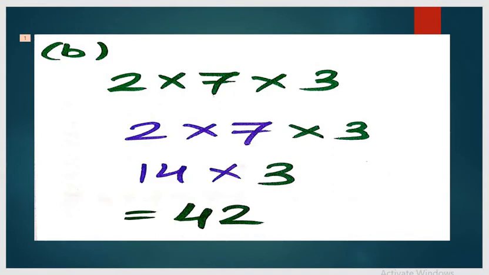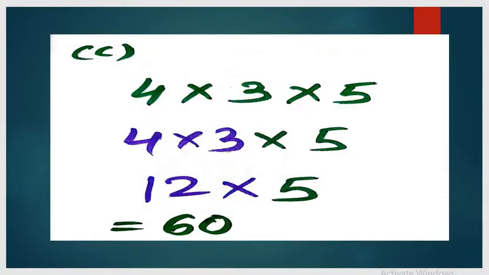Now question number C. What is question number C? Let's check here. Question number C is 4 multiplied by 3 multiplied by 5. What my point is, all students, this means first of all we multiply both digits: 4 multiplied by 3. Understood? 4 multiplied by 3, then 5.